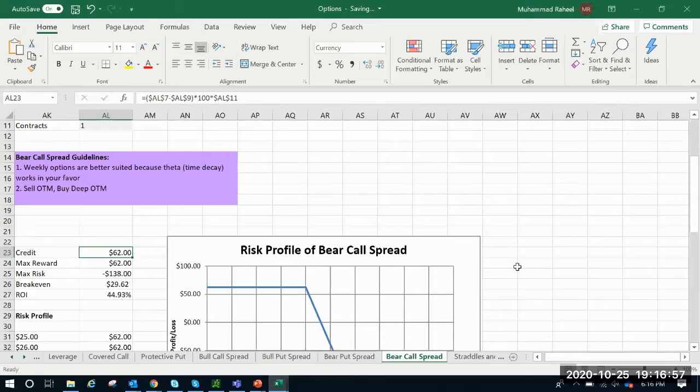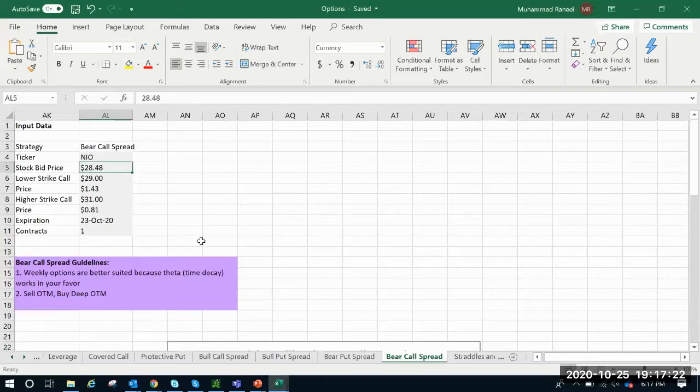Now, what is the advantage and disadvantage of this type of approach? Obviously, the ROI is not good, 45%. So basically you're counting on a bet that you'll make $62 on an investment of 138. It doesn't look too promising, but the good thing is that if the stock holds itself to 28.48, you are the winner.